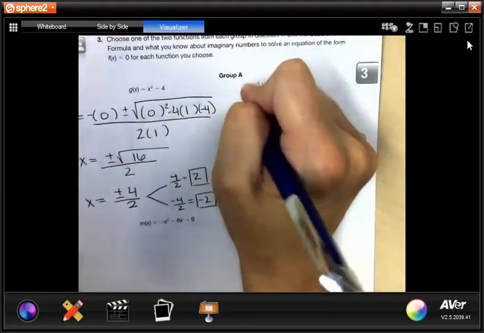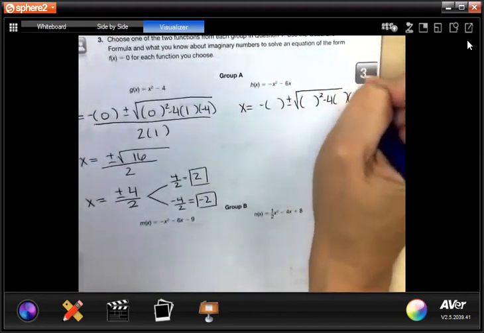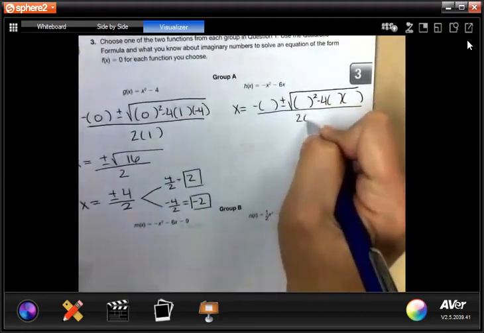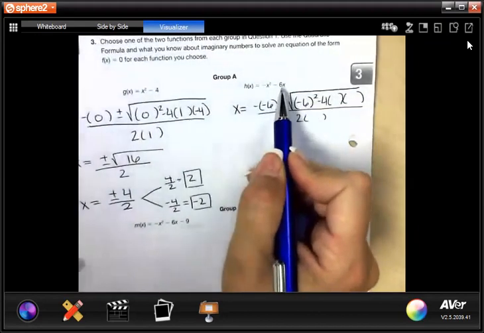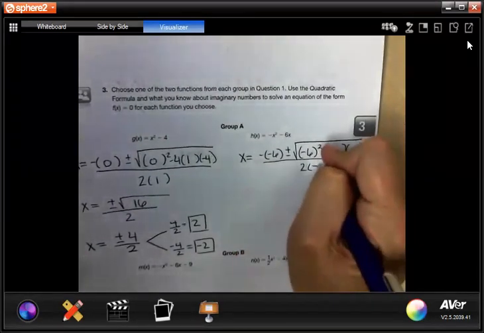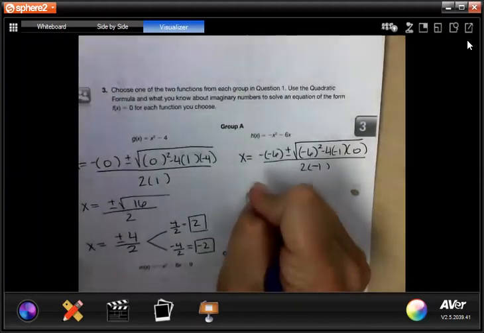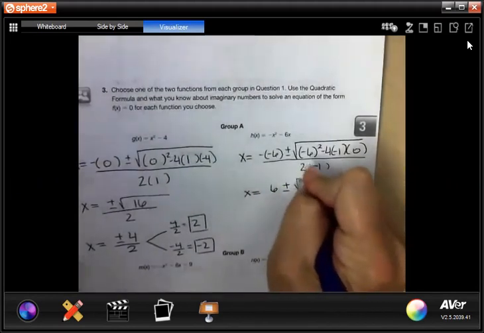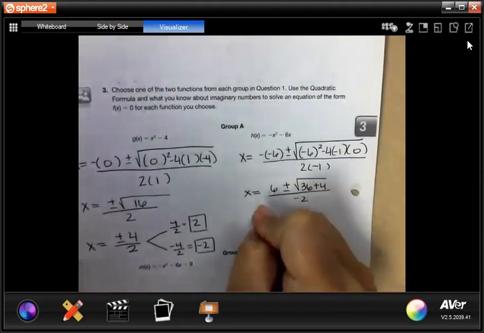All right, so we'll do another one here. Negative b plus or minus the square root of b squared minus 4ac all over 2a. So we plug in our negative 6 for our b because that's what's in front of the x. I plug in a negative 1 for my a, and I plug in a 0 for my c since that's not there. And now we start to simplify. A negative negative becomes a positive 6 plus or minus the square root of 36 plus 4 all over negative 2.